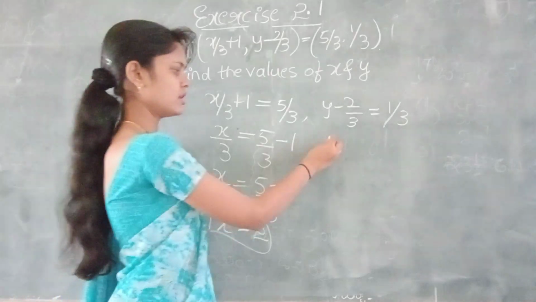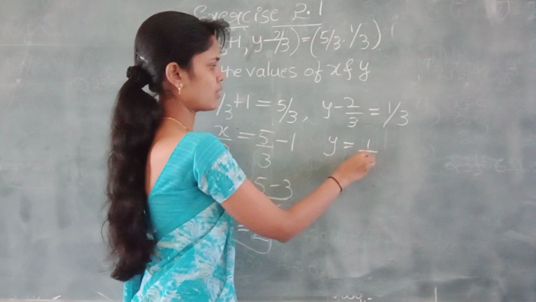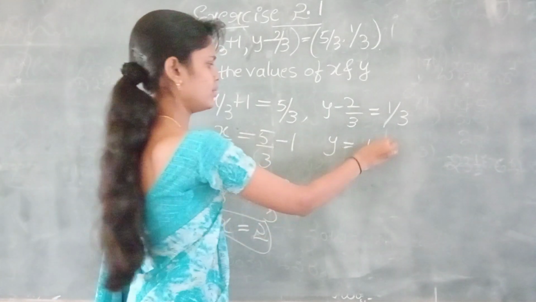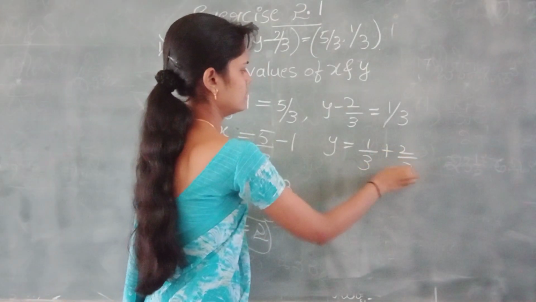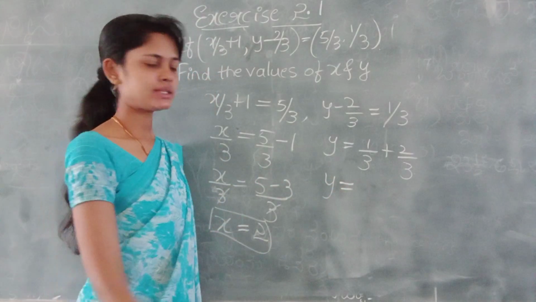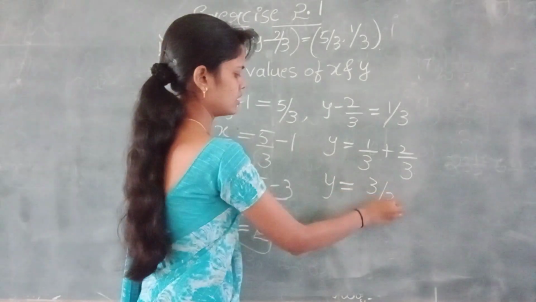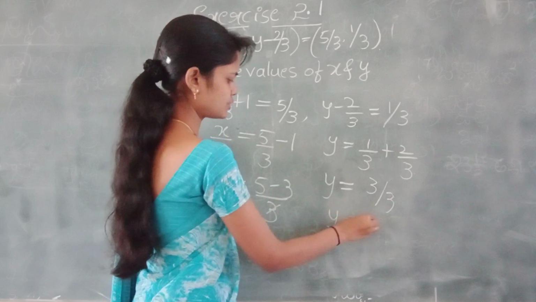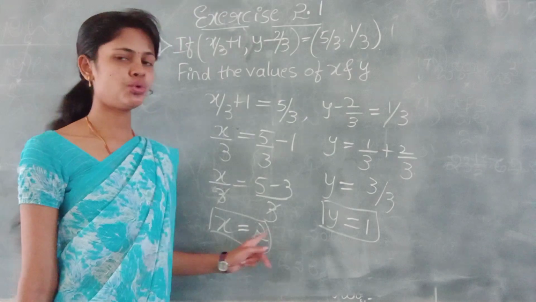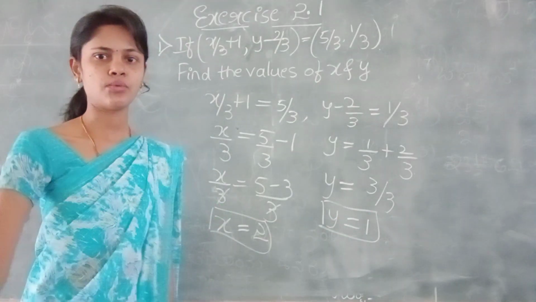So this is the value of x. And then y - 2/3 = 1/3. If -2/3 goes to the other side, it becomes +2/3. Then y = 1/3 + 2/3 = 3/3. Therefore y is equal to 1. So the value of x is 2 and the value of y is 1.